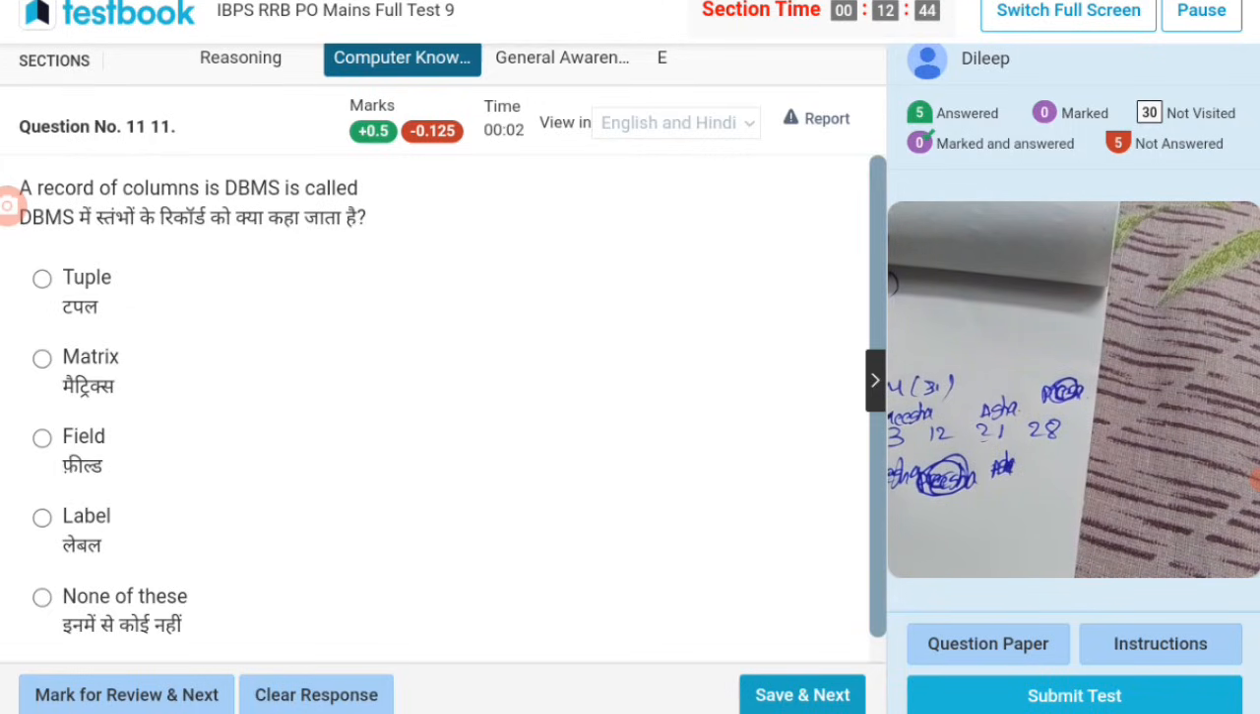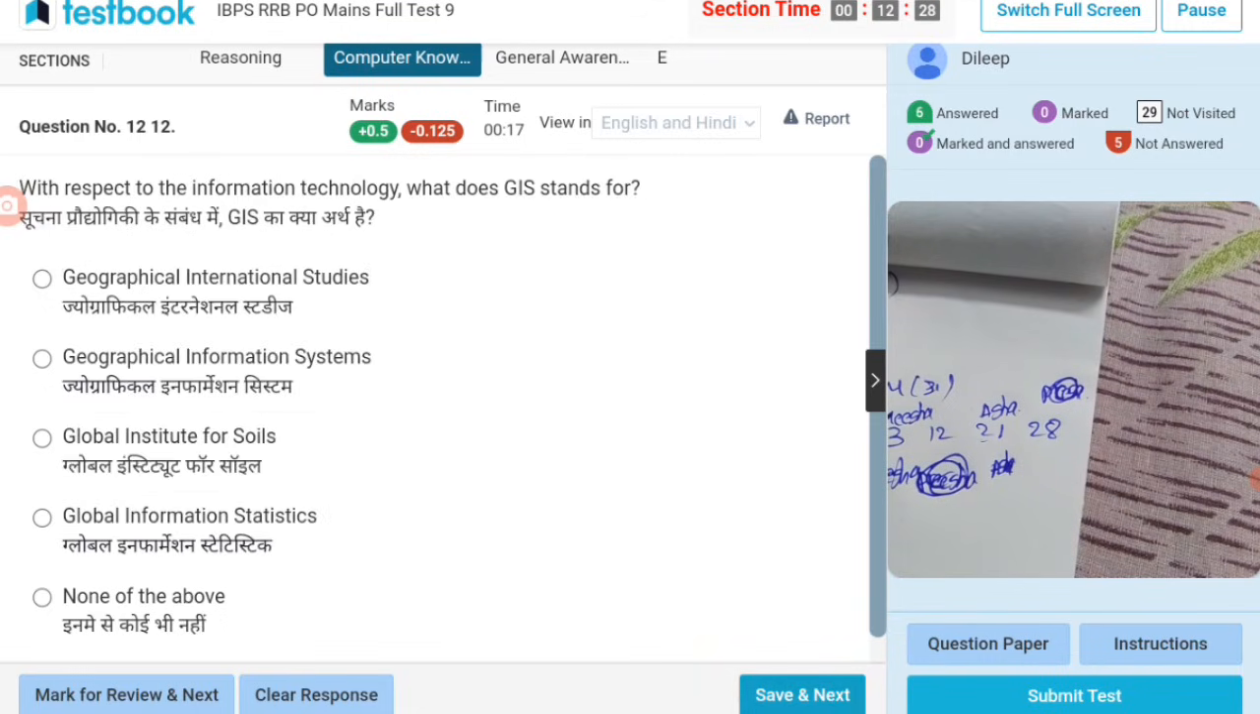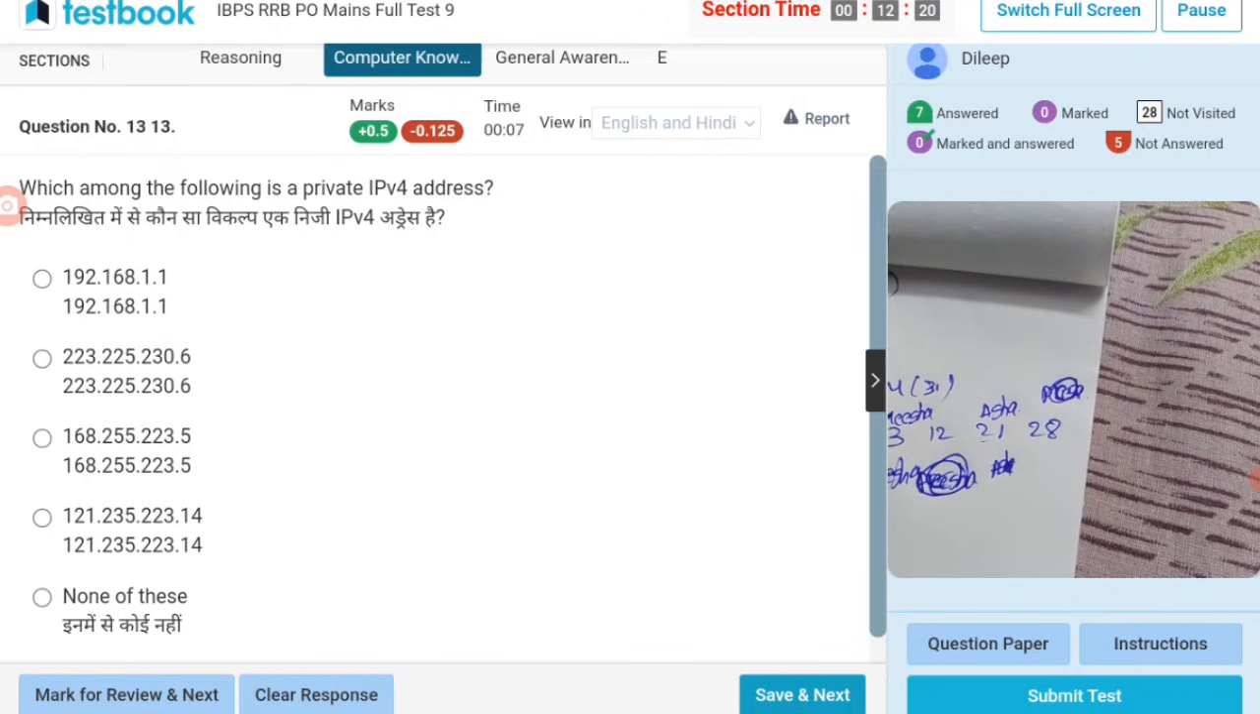Record column tuple. Field, I think. With respect to the information technology, what does geographical information systems?